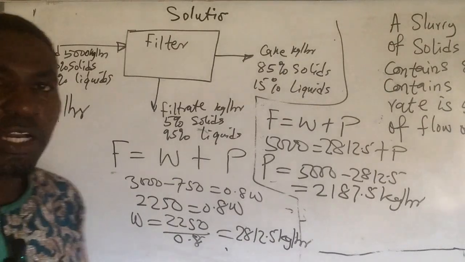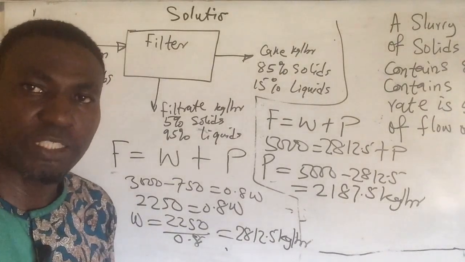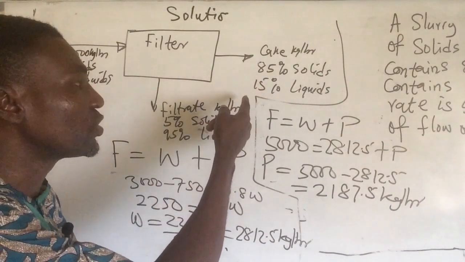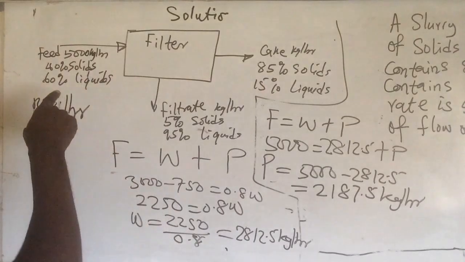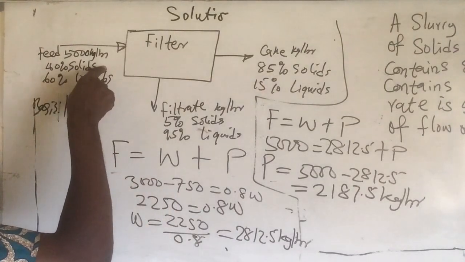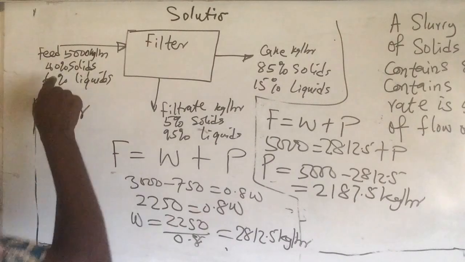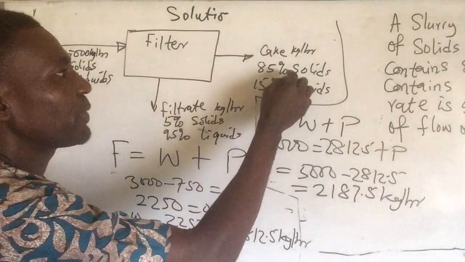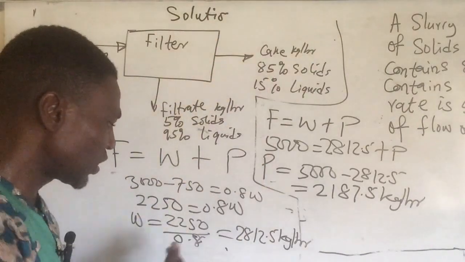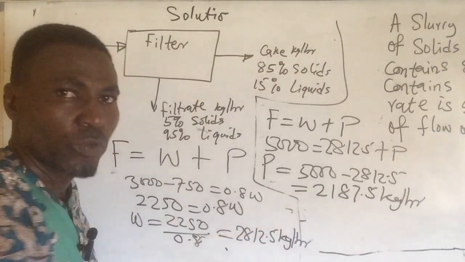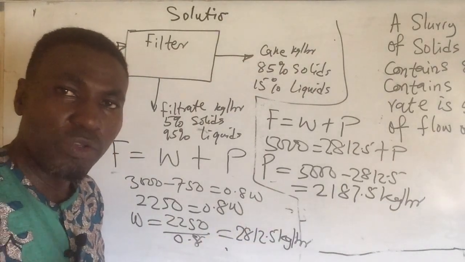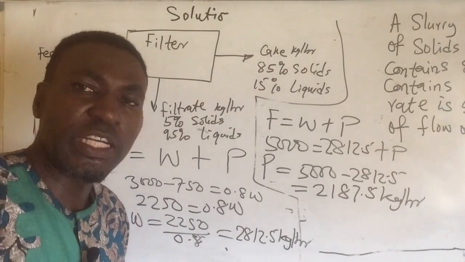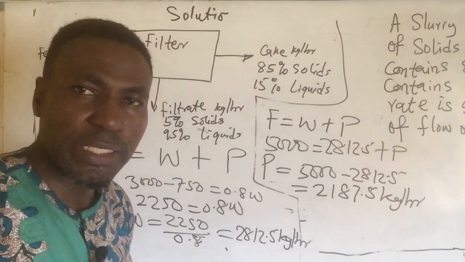I remember I said that you can use the component balancing to do it. You can use the component balancing of the liquid. If I still used the component balance of the solid, which is 40%, I will use 40% here for feed, 5% here for feed rate, and 85% here for cake. It will still give us the same value. You can try it with this method. I used the liquid component balancing, so if you like, you use a solid component balancing, you will still get the same answer.